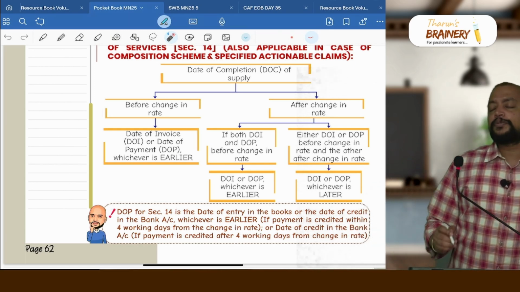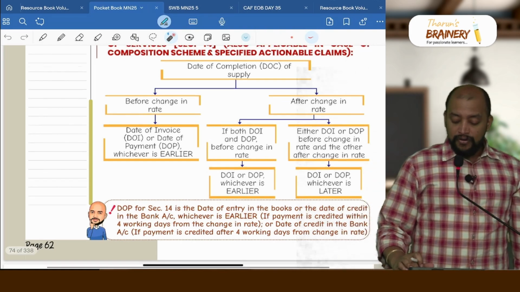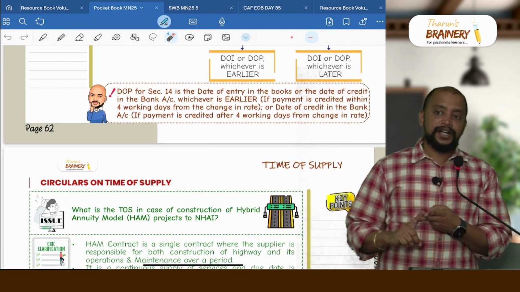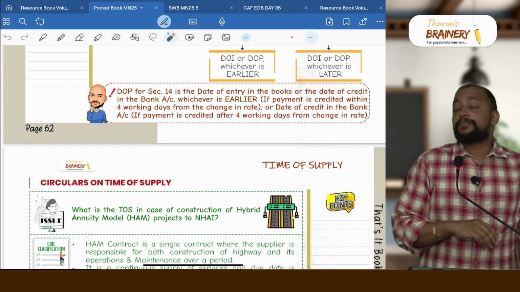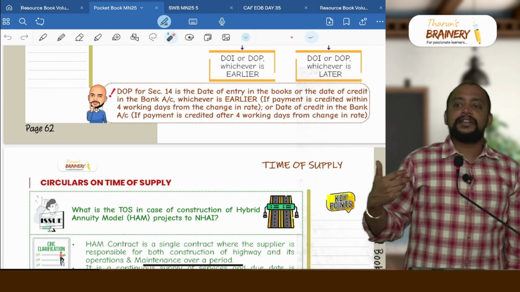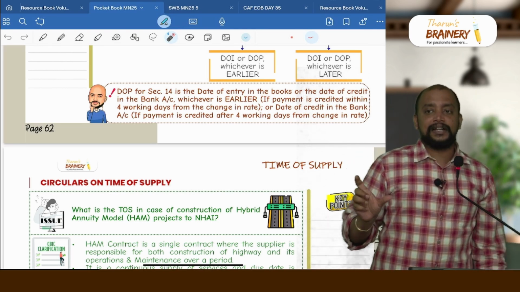Then here what should be taken as the date of payment? Suppose the payment is credited within 4 working days from the change in rate, then the date of entry or date of credit in the bank account, whichever is earlier. If the payment is not credited within 4 working days from the change in rate, then in that case only the date on which it is credited in the bank account should be taken as the date of payment.